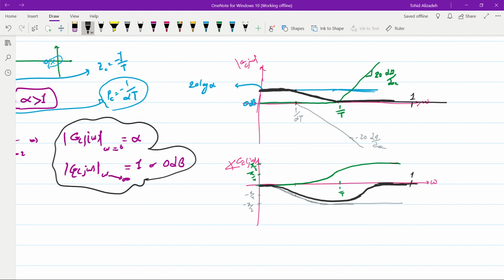At high frequencies, or let's say around the crossover frequency, the controller will have no effect because its amplitude will be 0 dB, its phase will be 0 degrees. On the other hand, at the low frequencies, we will have some negative phase introduced to the system. And at the same time, we will have the amplitude of the system at the very low frequencies increase by this value, 20 logarithm of alpha.